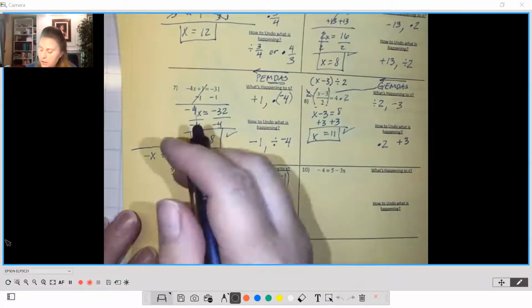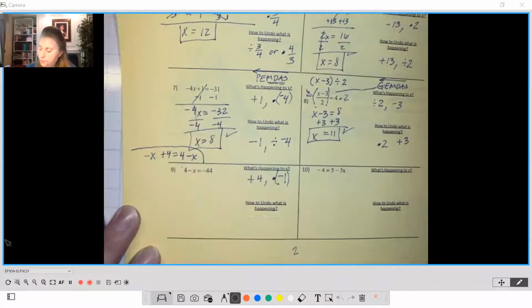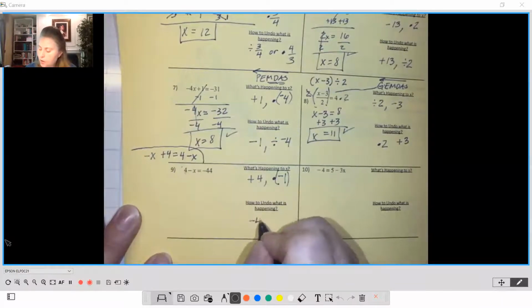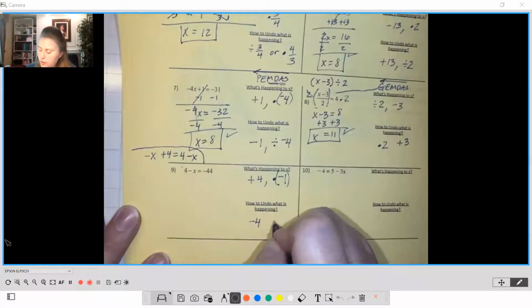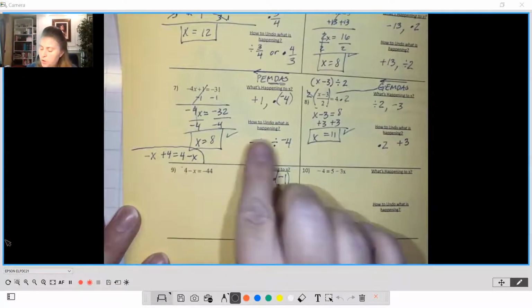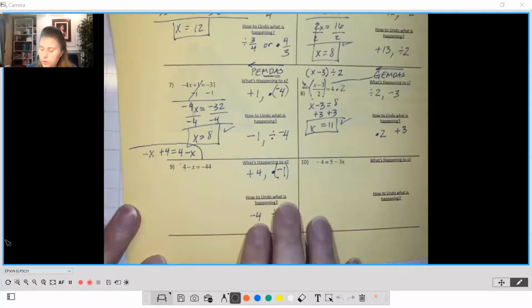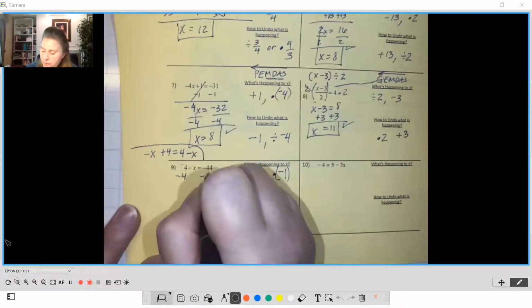Okay, so this positive 4 is here. So how do I cancel that out? I'm going to subtract 4. And then x is being multiplied by negative 1, so I want to divide by negative 1. So let's go ahead and do that. We will subtract 4 from each side.